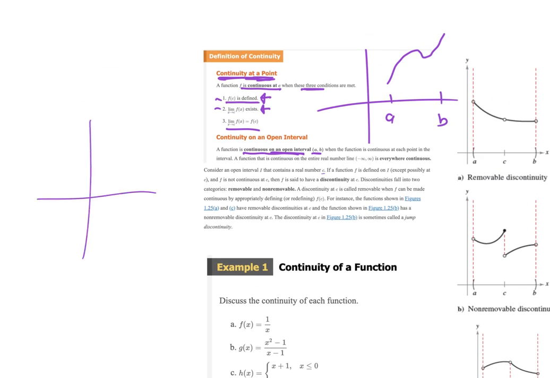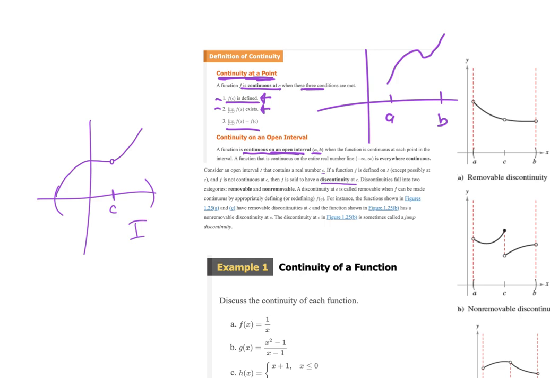So I have no idea what it is, we're being very generic. So here's our interval I, and here is some real number c. If a function f is defined on I, except possibly at c, and f is not continuous at c, then f is said to have a discontinuity at c. So if we have a function that goes like this, except it's not defined here at c, so let's erase part of that right there. We can put a hole there. Then we say it has a discontinuity at c.